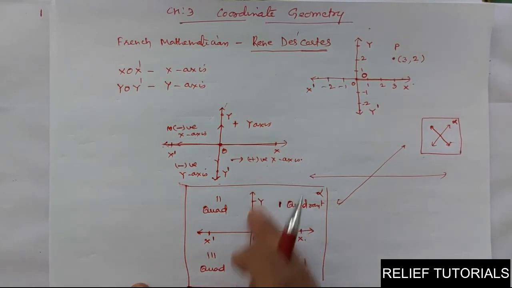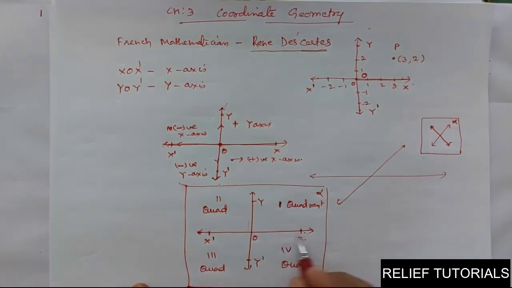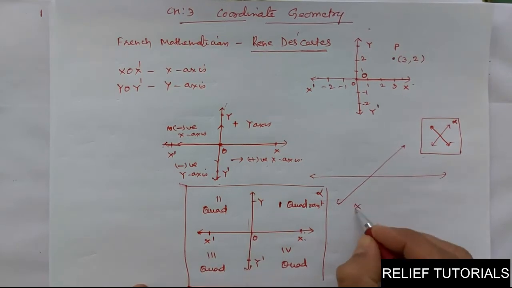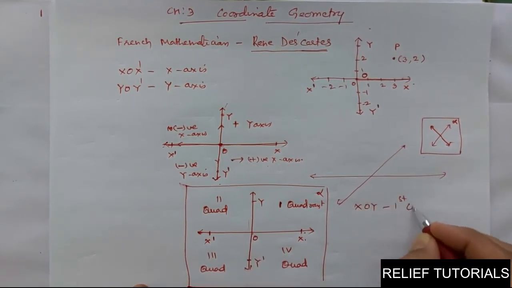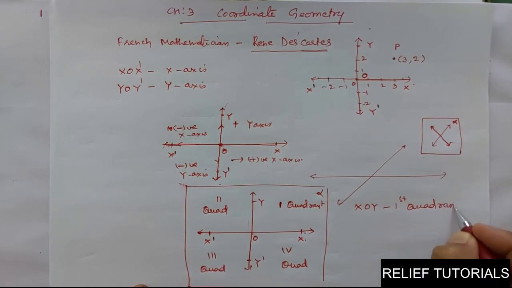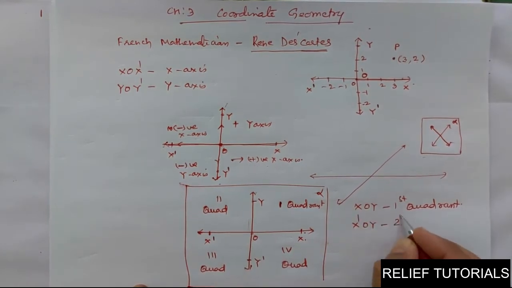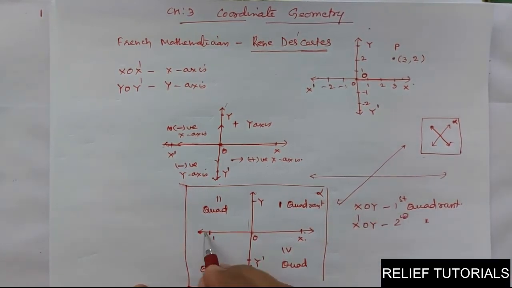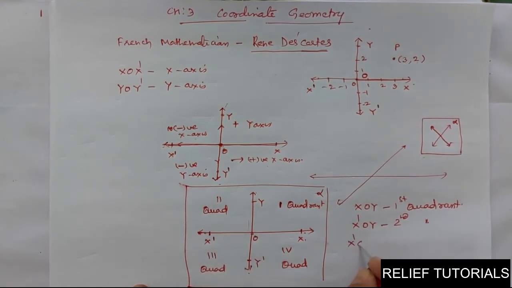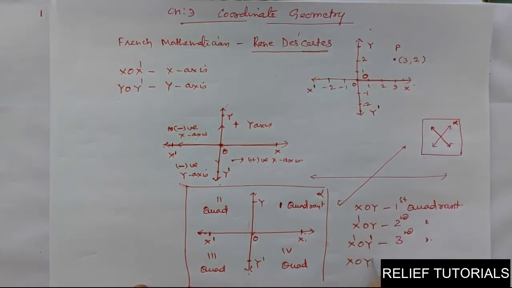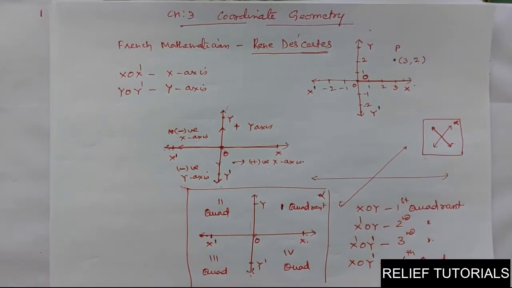Clear? So the first quadrant, if we talk, is XOY. XOY is the first quadrant. X dash OY is the second quadrant. X dash OY dash is called the third quadrant. And XOY dash is called the fourth quadrant. Clear?